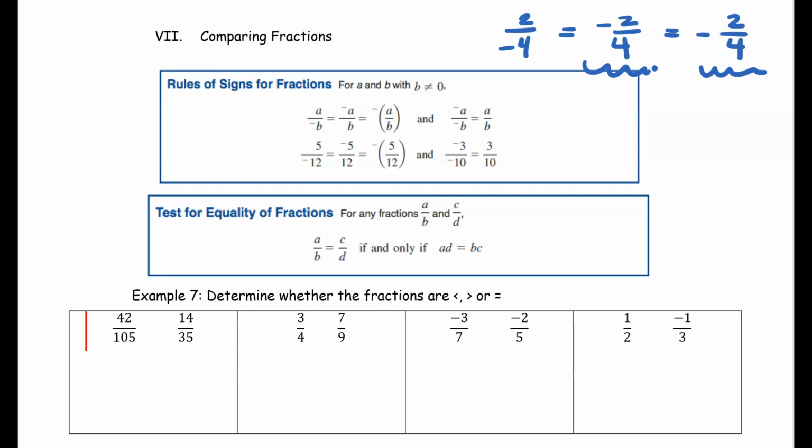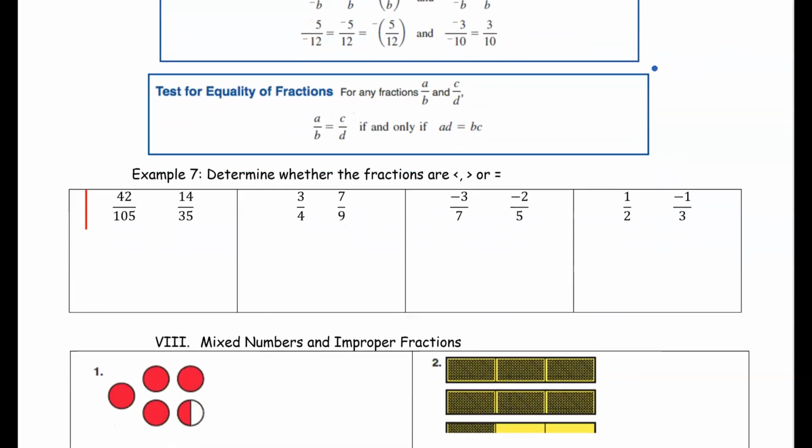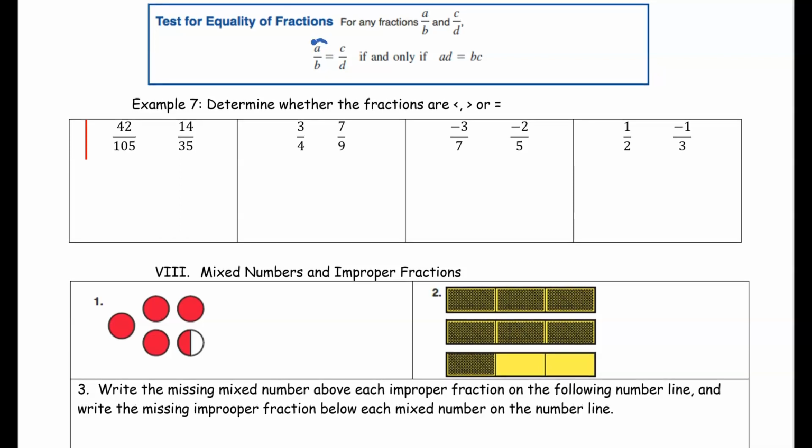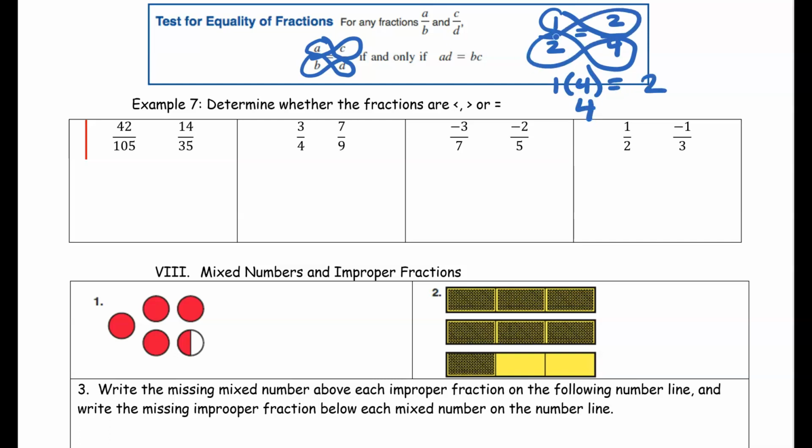And then the test for equality box talks about a strategy you can use if you want to test if two fractions are equal. You can do what's called cross multiplying. So A times D, and see if that's the same as B times C. For example, if you want to test if 1/2 is equal to 2/4, which we found that it was in a previous problem, but let's check. We can cross multiply: 1 times 4, which is 4, and then 2 times 2, which is 4. Yes, those numbers are equal, so it shows that those fractions are equivalent.